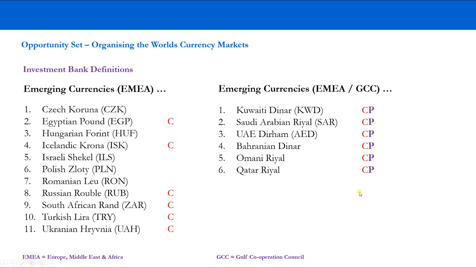The P stands for pegged, and this is a Forex regime. We're going to look more closely at Forex regimes in video number 2. But for now, we just need to know that there's two main Forex regimes. The first one is a floating regime, where a country's currency has the ability to float freely against all other currencies in the world. And the second main regime is a fixed or pegged regime, where the value of a currency is fixed or pegged to the value of another, or to a basket of other currencies.